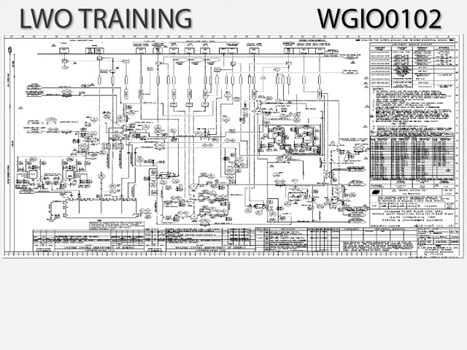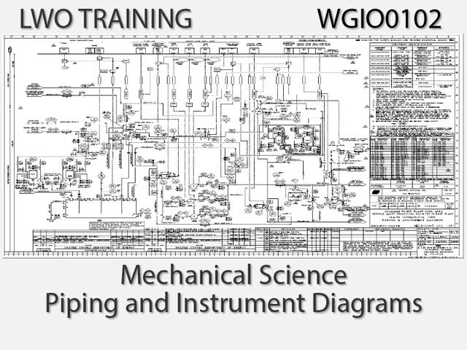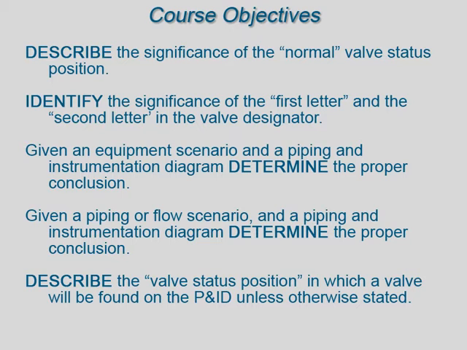Welcome to the training for Mechanical Science Fundamentals, Piping and Instrument Diagrams. The average time to complete this training is estimated to be 25 minutes. This is the last module in the Mechanical Science series. These are the objectives for this course.